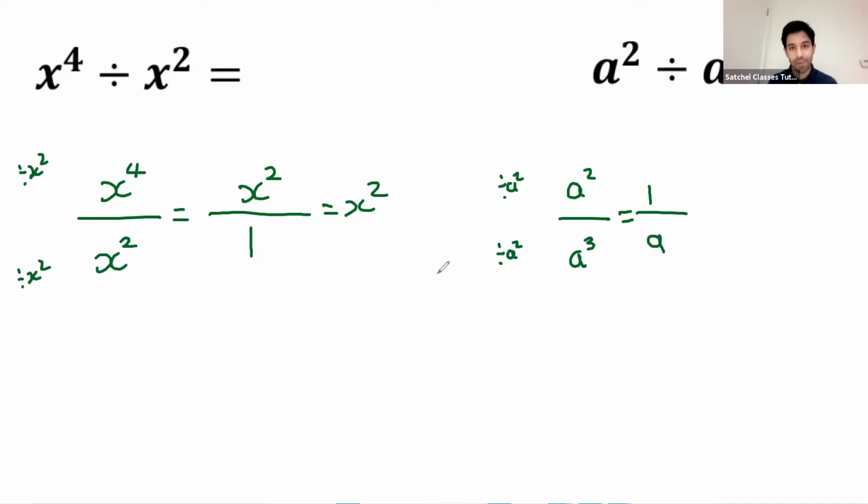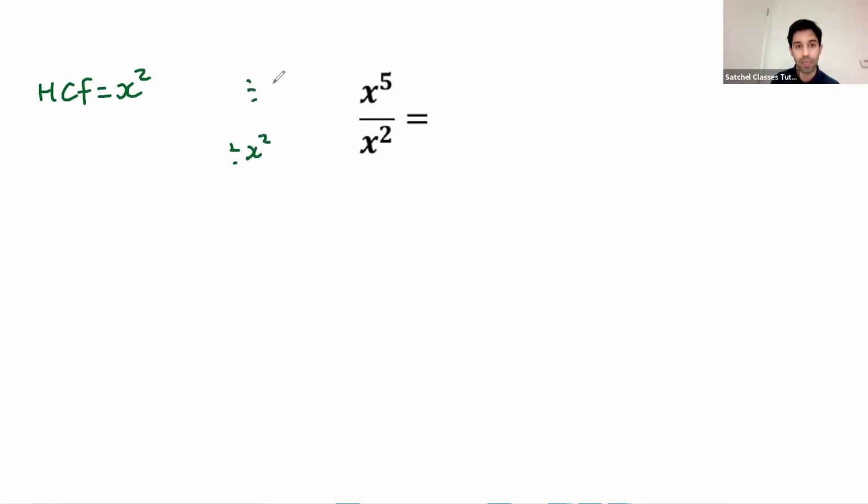So this is another way of thinking about this problem, but I think the cancelling method is pretty nice and easy to deal with. So let's move on and do some more examples. So we have x to the power of 5 divided by x squared. We can think about this as the highest common factor of x to the power of 5 and x squared. So the HCF is going to be x squared, because x squared goes into both of them. So we would have to divide the denominator by x squared, divide the numerator by x squared. We will have 1. X to the power of 5 divided by x squared is going to be x cubed. So we will be left with x cubed.